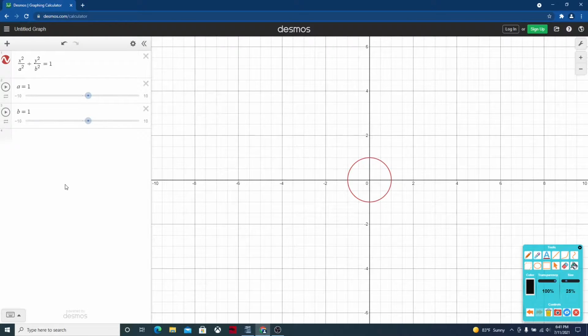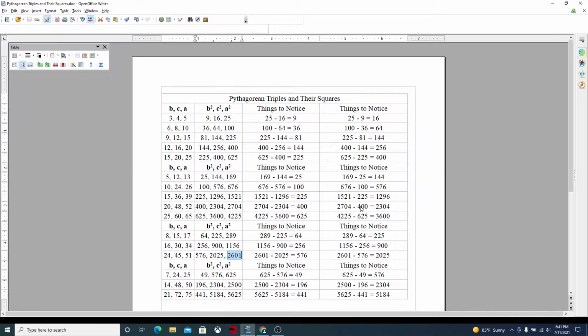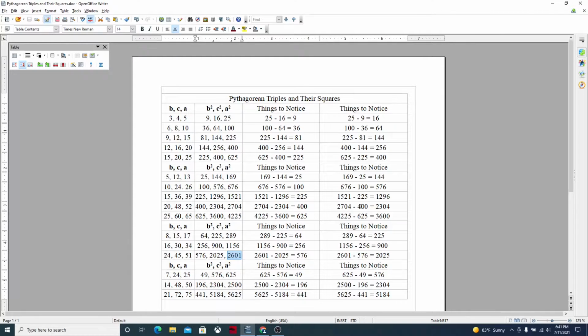Now, in the rest of this video, we're going to use specific numbers to plot our ellipse. And the numbers that we're going to use come from this chart, a chart of Pythagorean triples and their squares. Pythagorean triples are groups of 3 numbers that obey the Pythagorean theorem. We're going to use this particular set of triples: 24, 45, 51. The squares of those numbers are 576, 2025, and 2601. So these are the numbers that we're going to be using in the rest of our video.